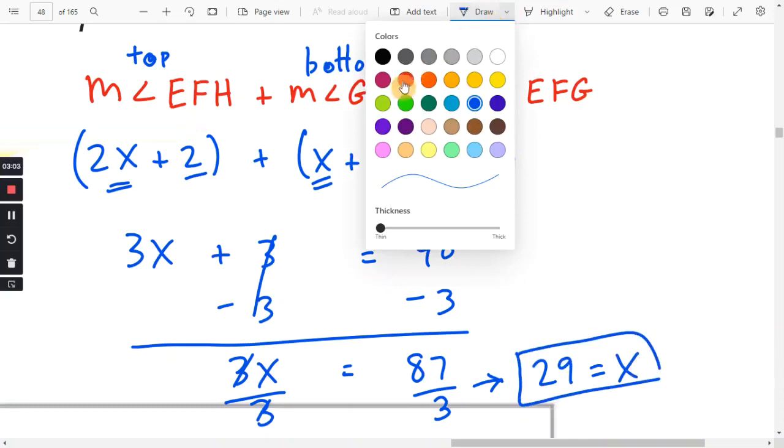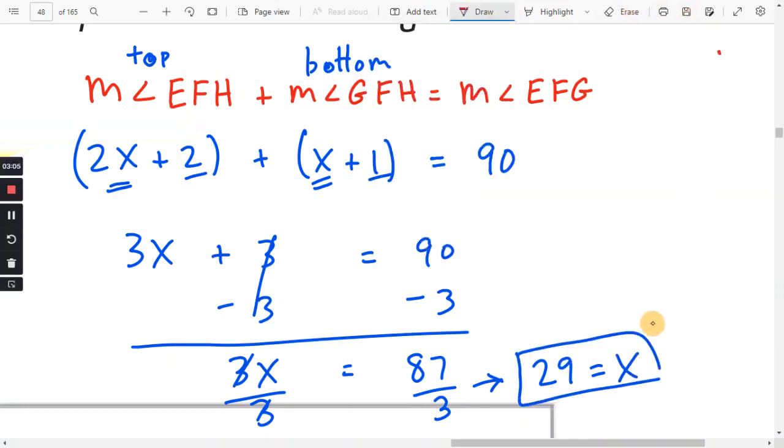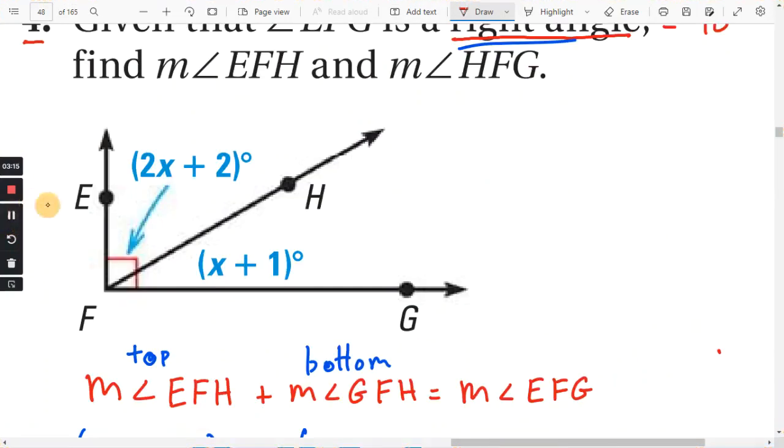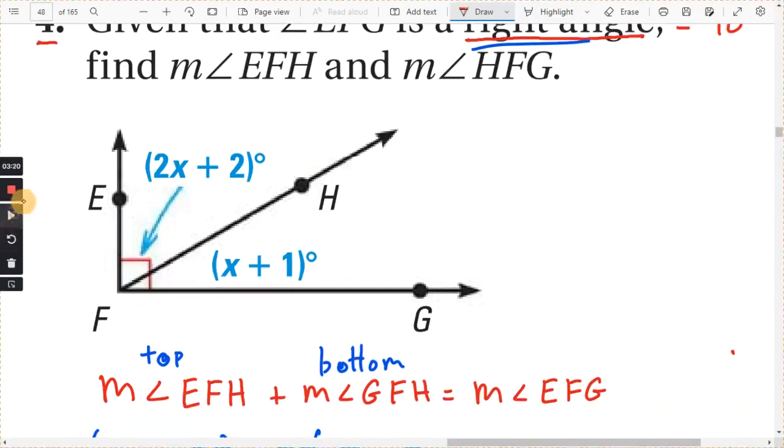Now, once again, that's not what they asked. They asked for the actual angle measurement. So we have to take that x, which is 29, and plug it in. So the 29 goes right in here. And that's going to equal 2 times 29 plus 2.